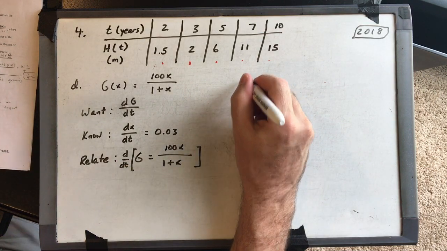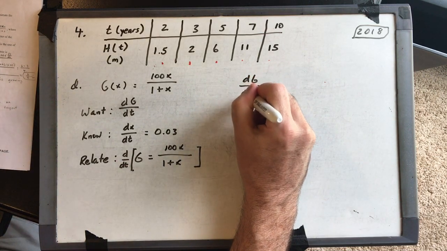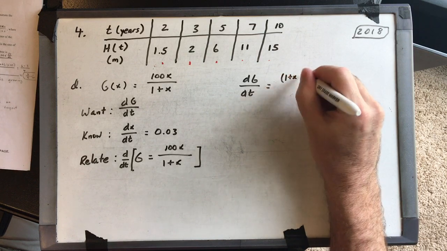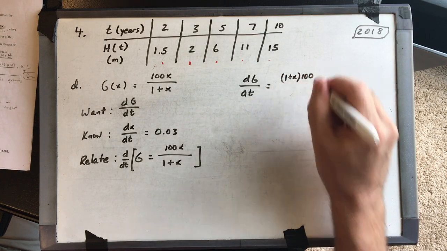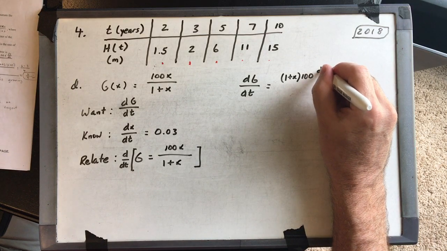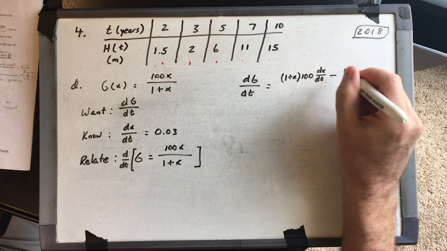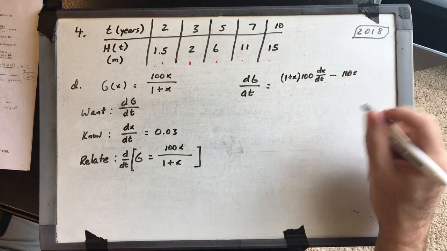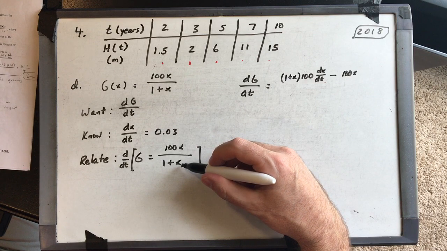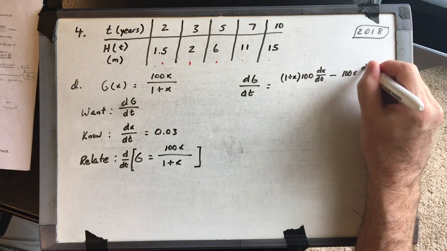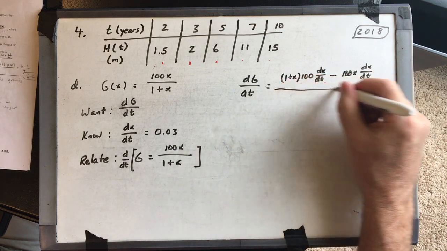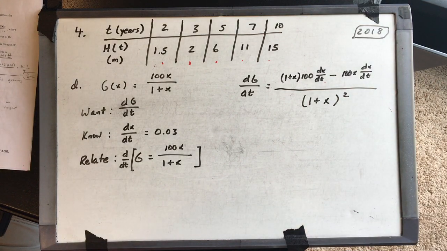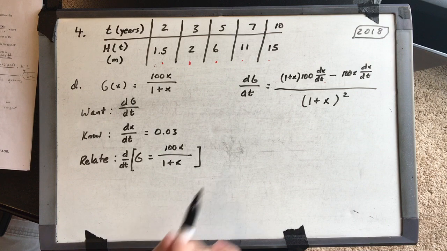So I'm going to move that way up here. So we have dg dt is equal to the bottom, 1 plus x, times the derivative of the top, 100. Derivative of 100x is 100. Don't forget dx dt. Minus the top, 100x, times the derivative of the bottom. Derivative of 1 plus x would be 1, but times dx dt. All over the bottom squared, 1 plus x all squared. Fantastic. So we got to plug in the values.